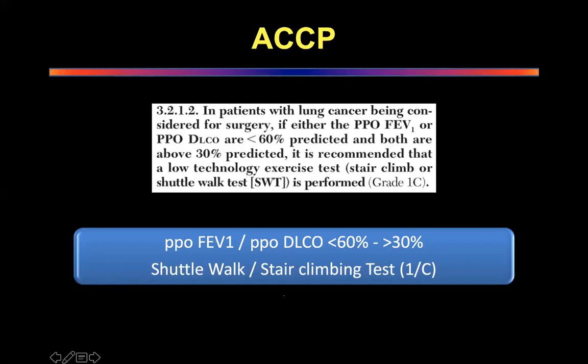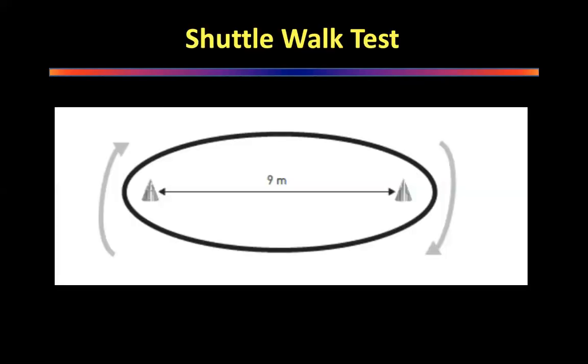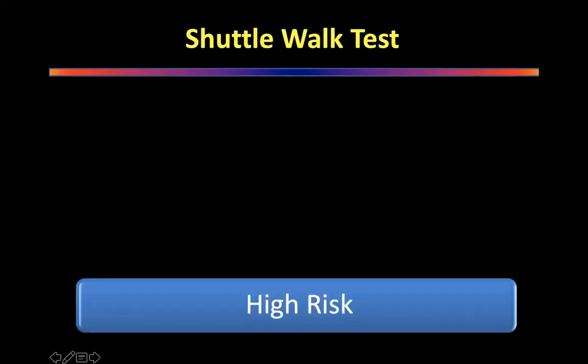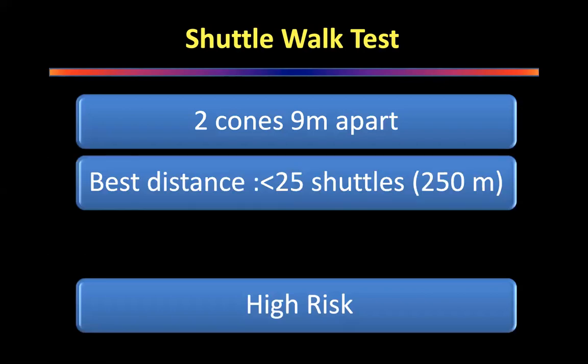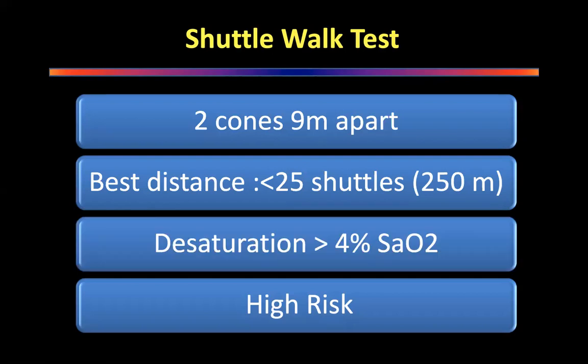And the two tests that are mentioned are the shuttle walk test and the stair climbing test. These are the two tests, and the grade of recommendation is 1C. So quite a good grade of recommendation. So you go to the next step, which is the shuttle walk test. A shuttle walk test is 2 cones 9 meters apart, and you ask the patient to walk around it. You do 25 shuttles, 250 meters.